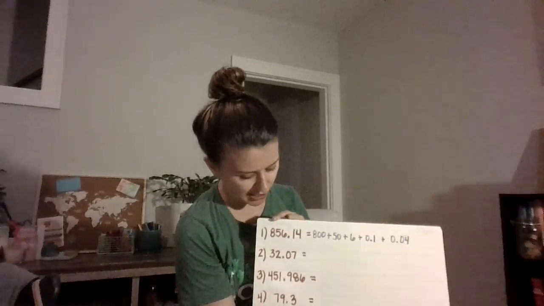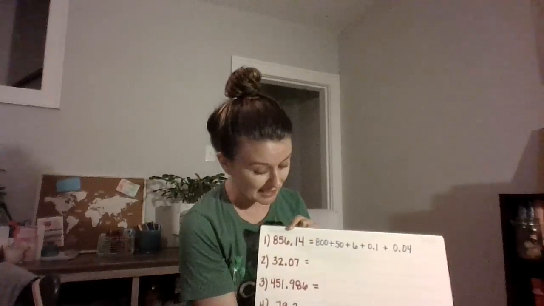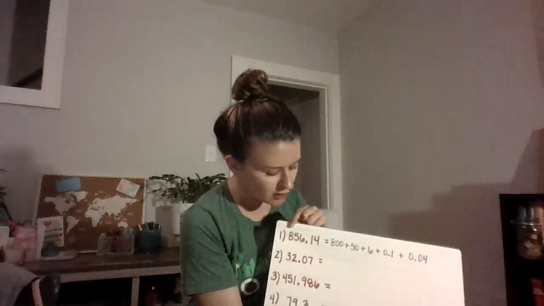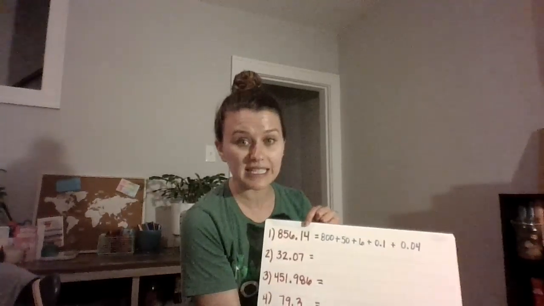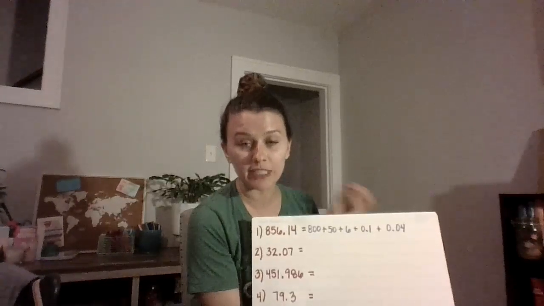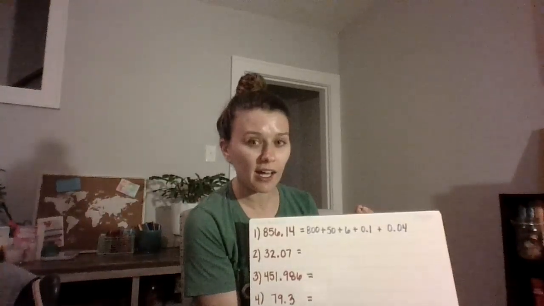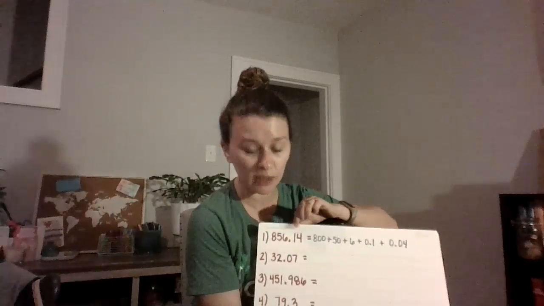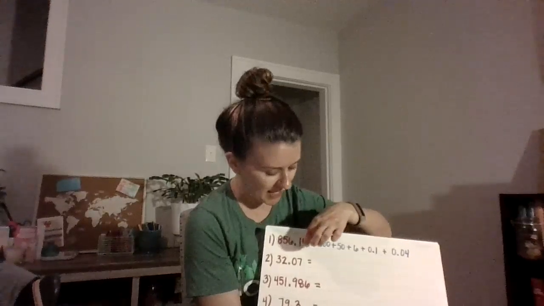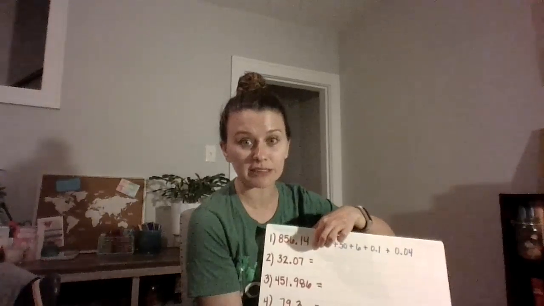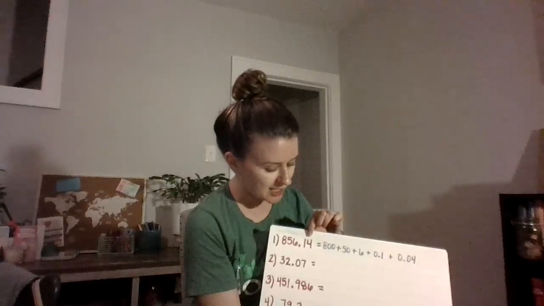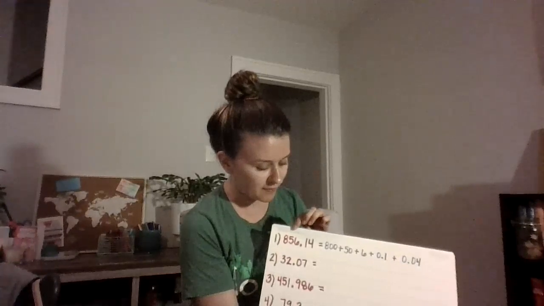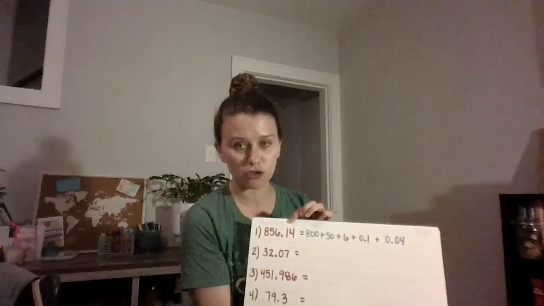So our first number here is 856, and remember you say "and" for the decimal, we have 856 and 14 hundredths. When you're reading the decimal of a number, you read after that decimal point the number like you normally would. So I see 14. And then you say the place value of your last digit. So my last digit here is in the hundredths place. So I read this as 856 and 14 hundredths.